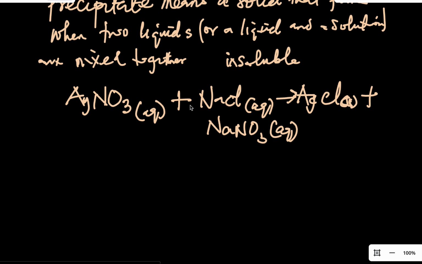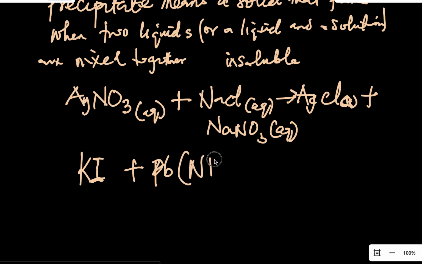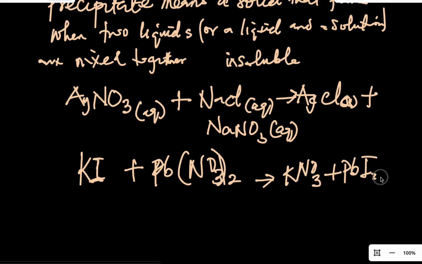Now let's use the example of potassium iodide reacting with lead nitrate. K is for potassium, and when they react together it becomes iodide, not iodine this time. Potassium iodide plus lead nitrate, Pb(NO3)2, will produce KNO3 plus PbI2. This equation is not balanced.